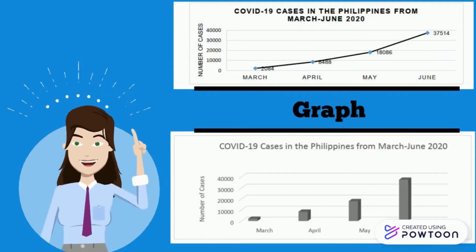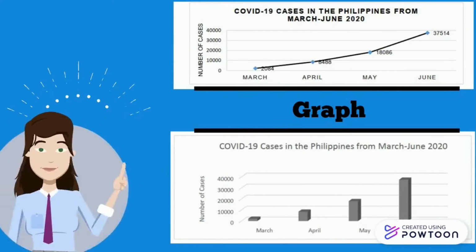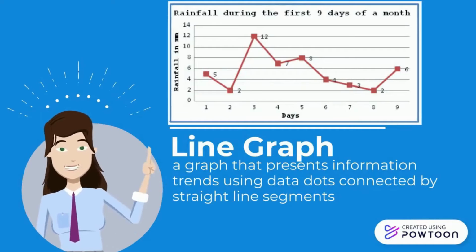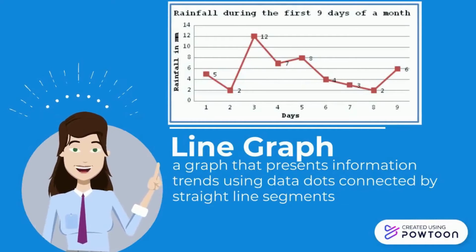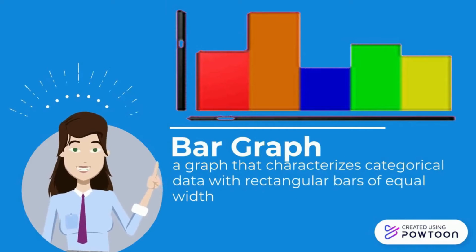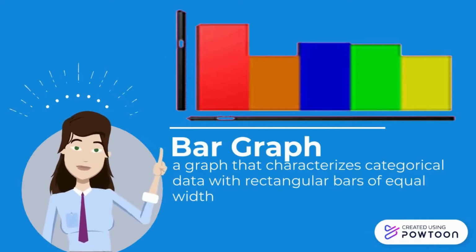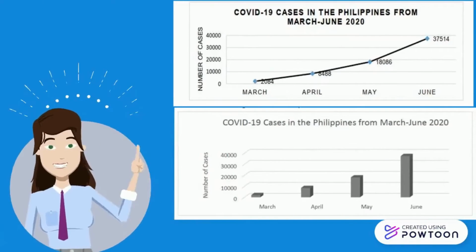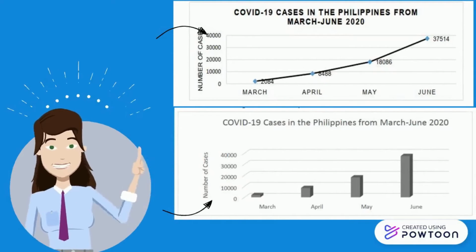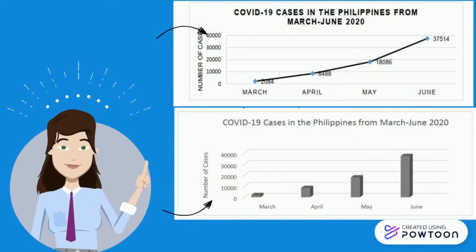Yes, graph. Two basic kinds of graphs include line graph, a graph that presents information trends using data dots connected by straight line segments, and bar graph, a graph that characterizes categorical data with rectangular bars of equal width. In the examples, both the line graph and bar graph show the increase of the number of COVID-19 cases from March to June 2020.